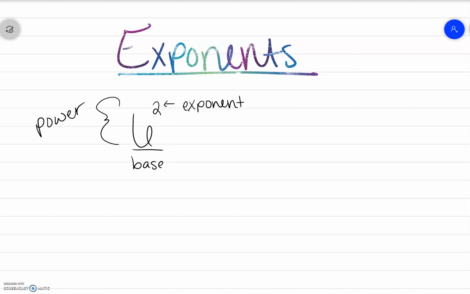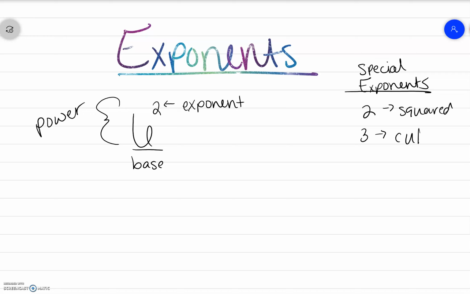So sometimes you hear people say 6 to the power of 2. If it's 2, we typically say squared. So we'll call these special exponents. If it's 2, we say squared. And if it's 3, we say cubed. But other than that, we say to the power of whatever.